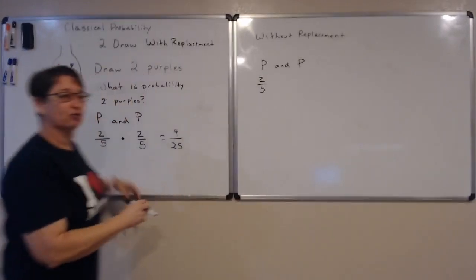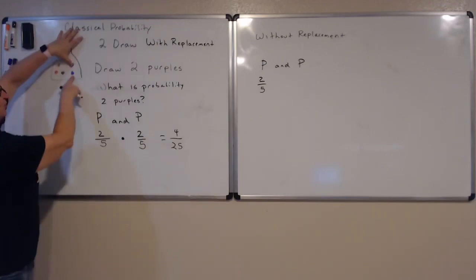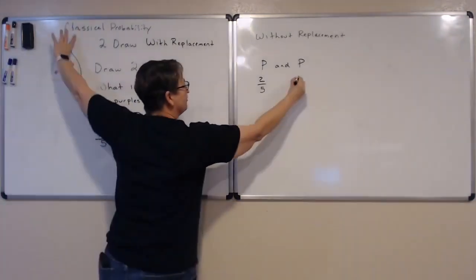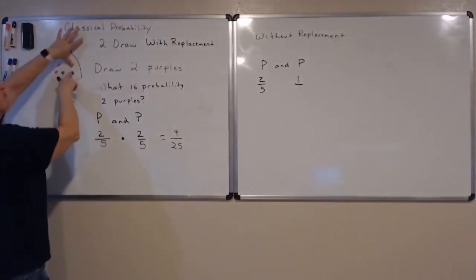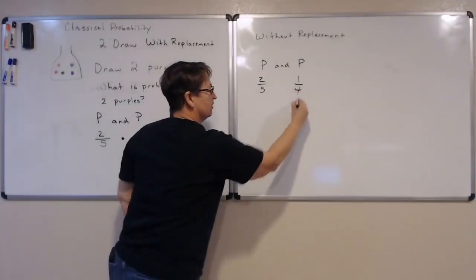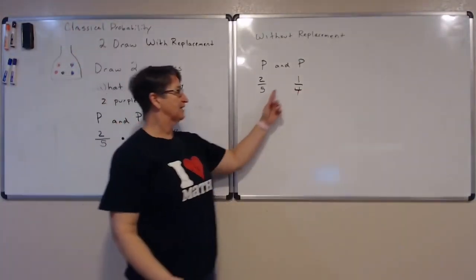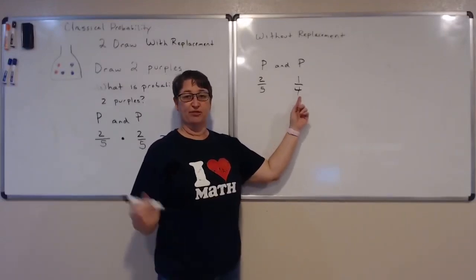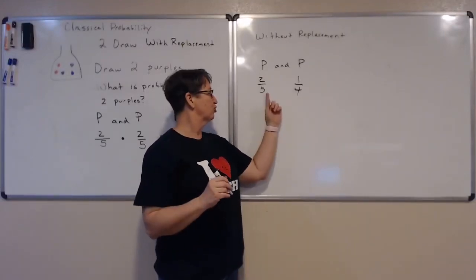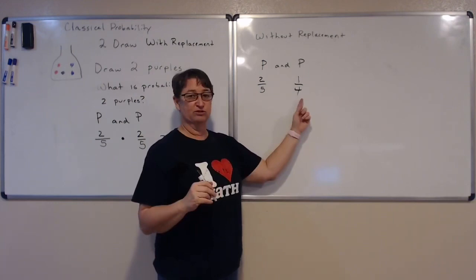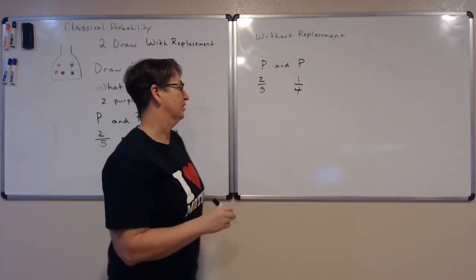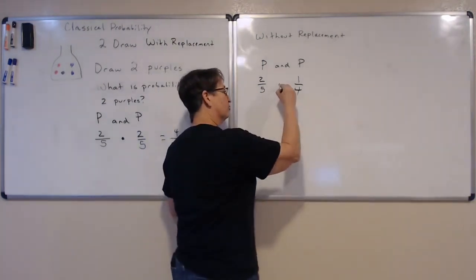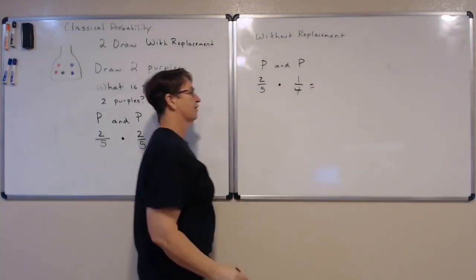So now there's only, how many purples in there? 1 out of a total of 4. So notice it changed on that second one. It was dependent upon the first one. Once we drew one out, then the second one was dependent upon that first one. And we're still multiplying though.